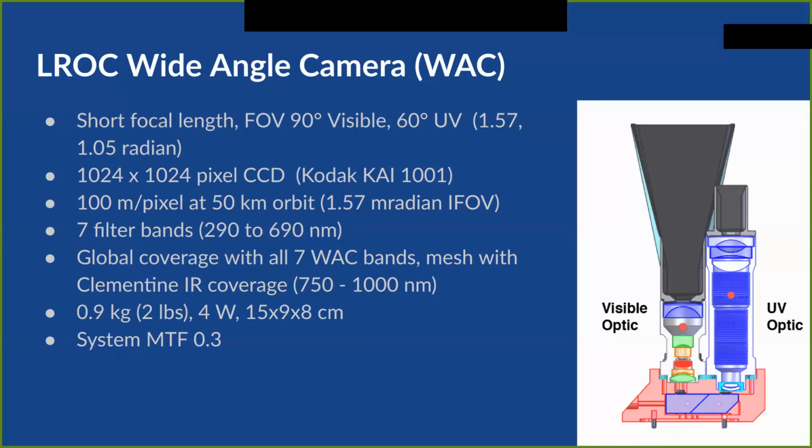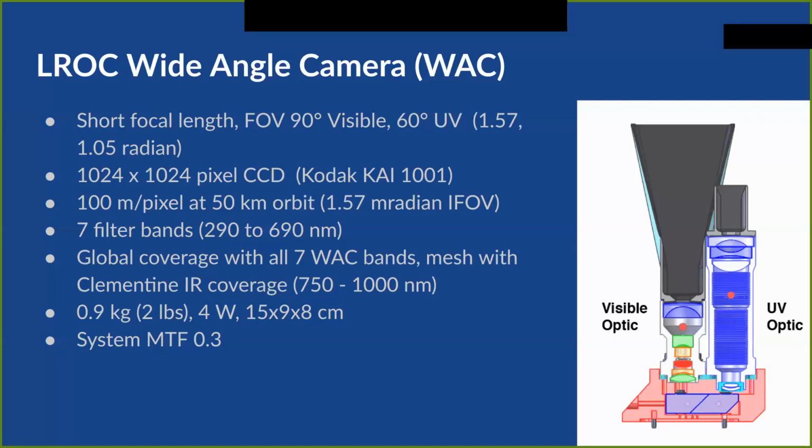So the LROC instrument is actually made up of 3 cameras. One of these cameras is the wide-angle camera. And so this has a short focal length. It's about a 90-degree field of view in the visible range, 60-degree in the ultraviolet. And it has 7 bands. So 5 of them are in the visual range and 2 of them are in the ultraviolet.